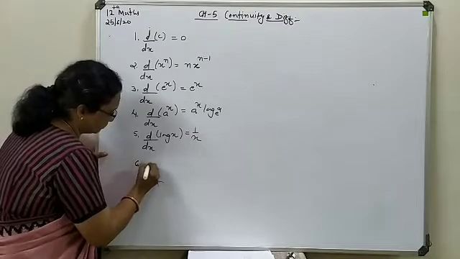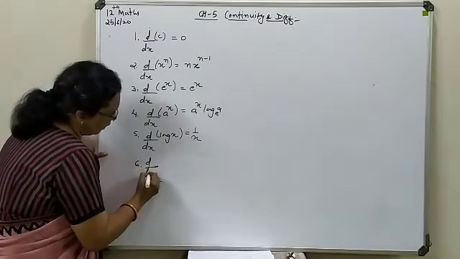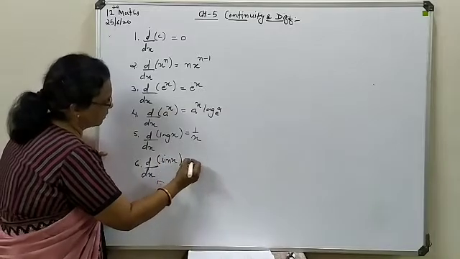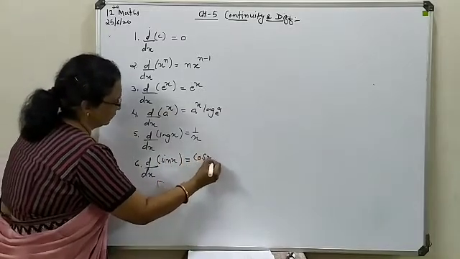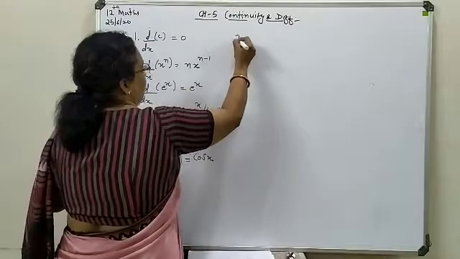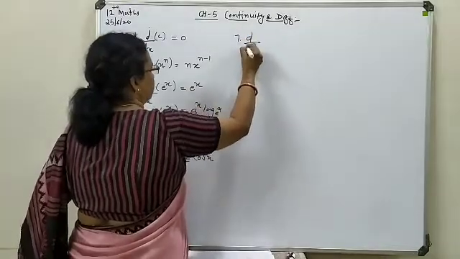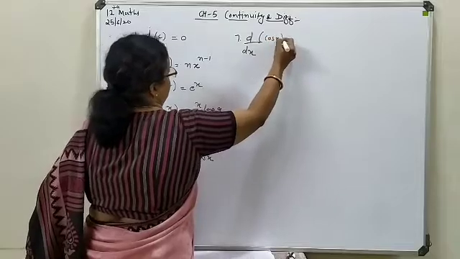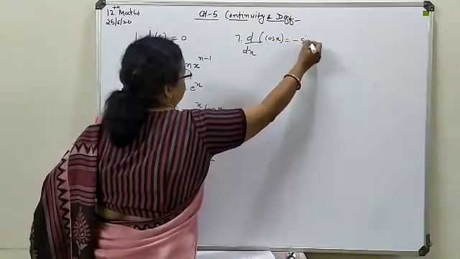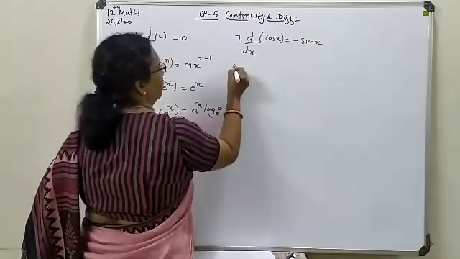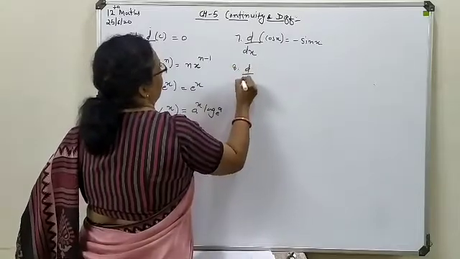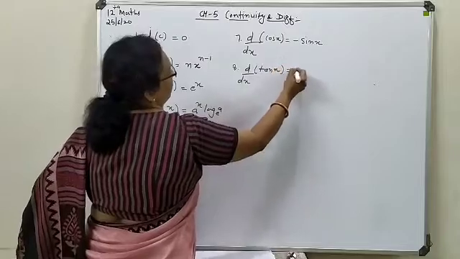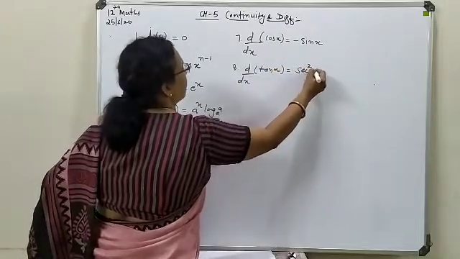Next is, now we come to the trigonometric formulas. So the derivative of sine is cos. Next, differentiation of cos is minus sine. Differentiation of the tan term, tan x, that is sec square x.